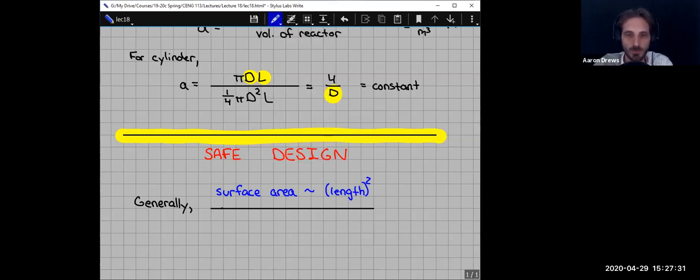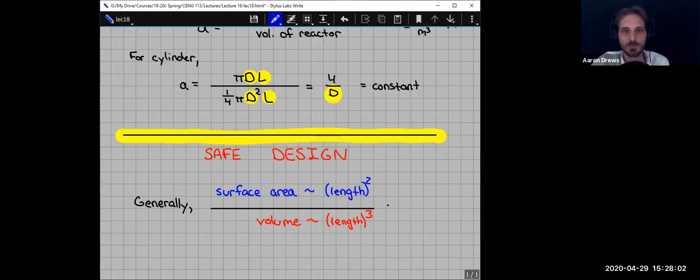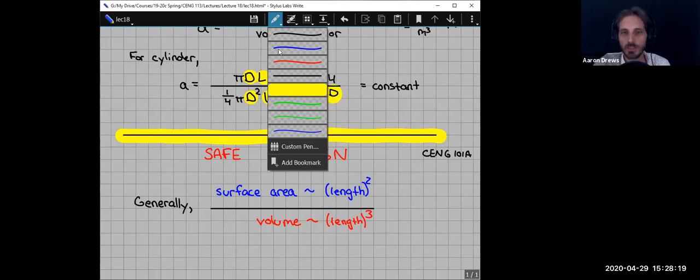That is in contrast to the volume, right? Typically, whenever we calculate a volume, the units on the volume look like some kind of a length cubed. Right, so when I calculated the volume of a cylinder, I had a D and I squared it and got units of meter squared, and then I multiplied by an L and I got a unit of a meter cubed. And so generally speaking, these two things are what we call scaling relationships. And so you will see more of this in CENG 101A. But generally speaking, surface area scales as what we call the length squared, and volume scales as what we call the length cubed, terms that look like the length cubed.